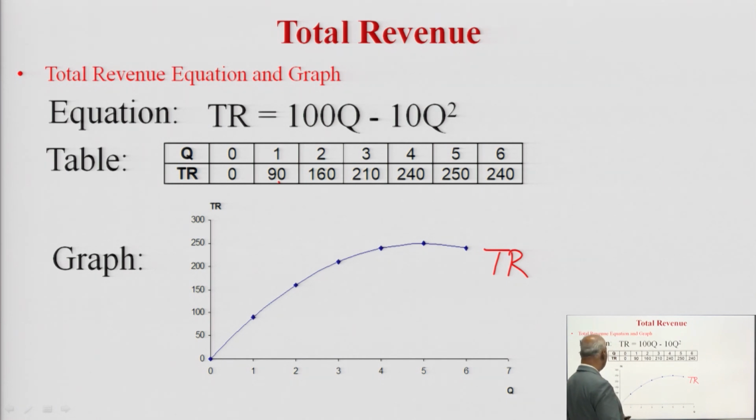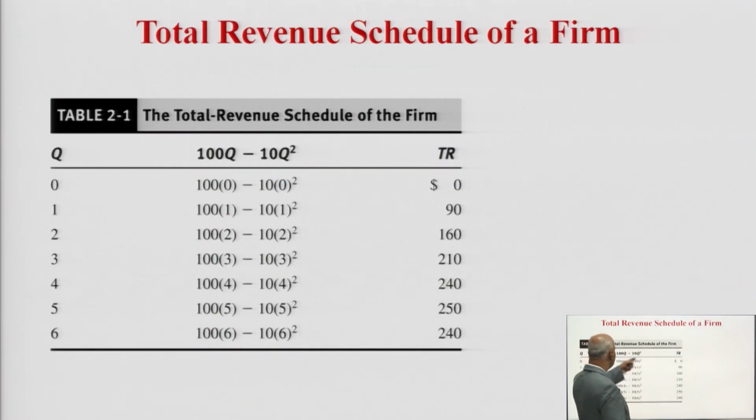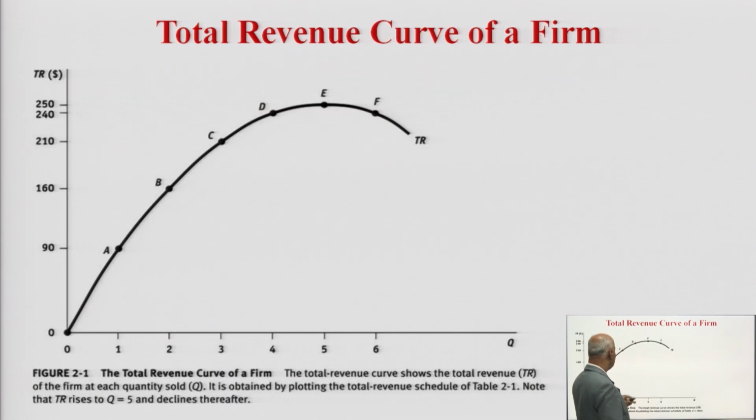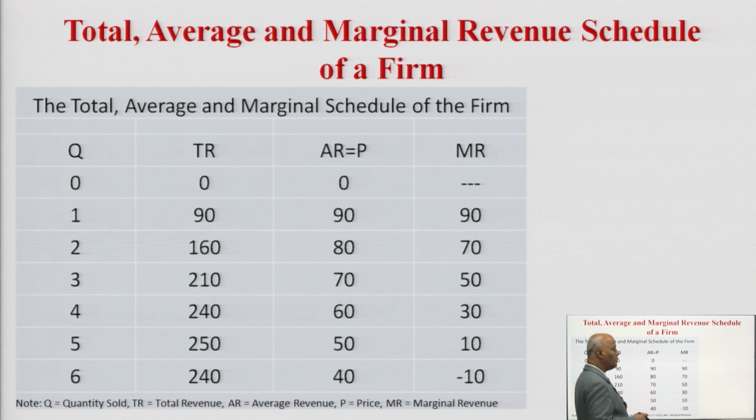Now, in order to establish the relationship, this is the computation of how we got these figures, which I have already explained. You find that as the quantity sold increases, TR increases up to a certain level, reaches the maximum, and after that it declines. And in order to establish the relationship between the total revenue, the average revenue which is equal to price, as I have already mentioned, and the marginal revenue, the definitions of which I have already explained to all of you.